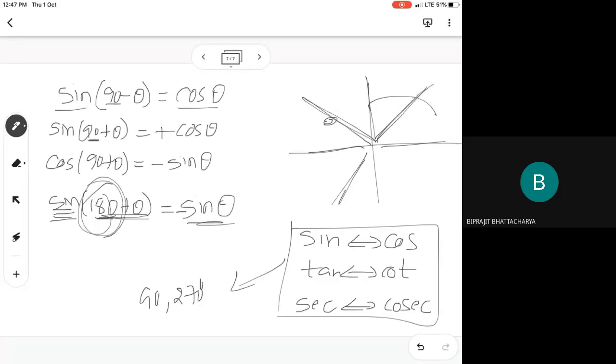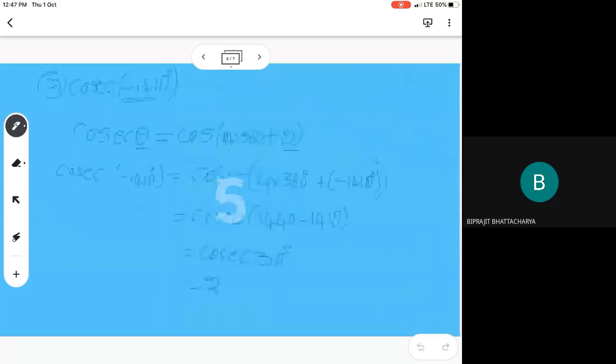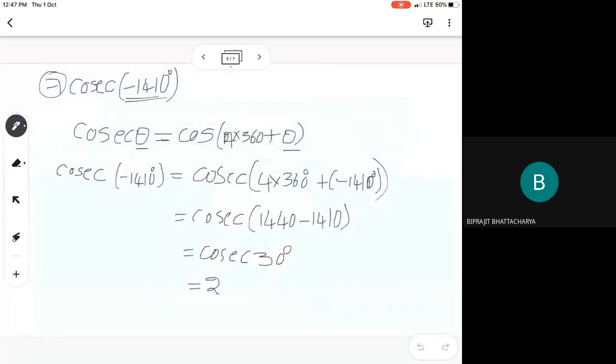You can use this concept also, but in this problem, as I said in the seventh problem, this method is better for the solution. Okay, so now let us move to the eighth problem.